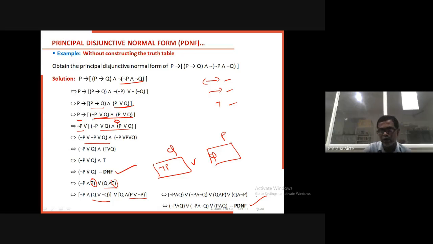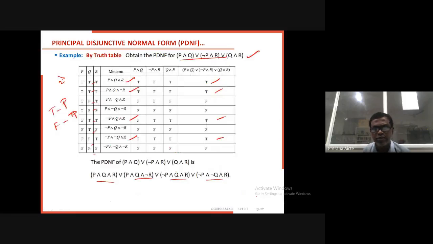So like that I can do, but this is a very difficult process. As time is a constraint, it is preferable to go with the truth table method. But in this method, we need to take care while writing either the true or false values or min terms.